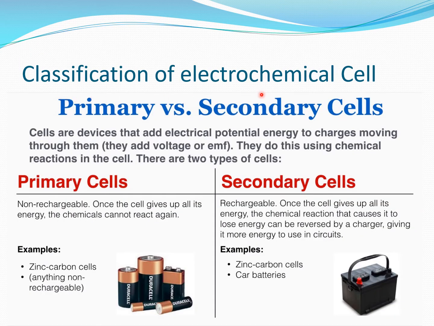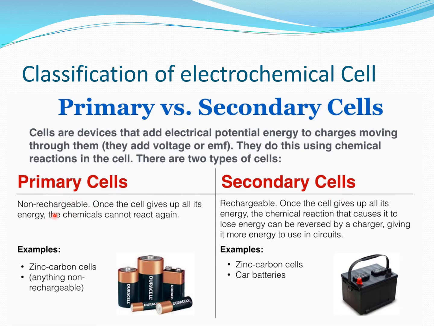Now let's classify electrochemical cells. They are basically classified into primary and secondary cells. What are cells? Cells are devices that add electrical potential energy to charges moving through them, that is, they add voltage or EMF. They do this using chemical reactions in the cell. There are two types of cell, primary cell and secondary cell.